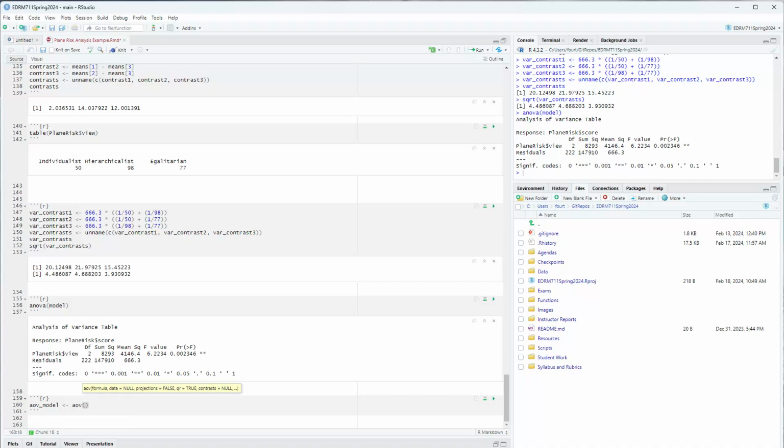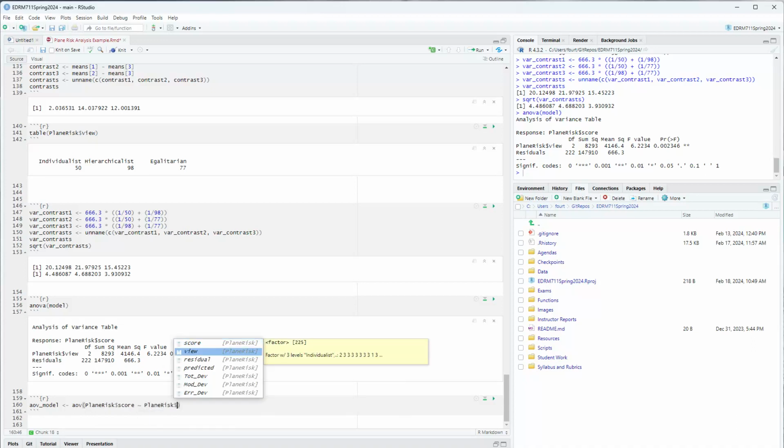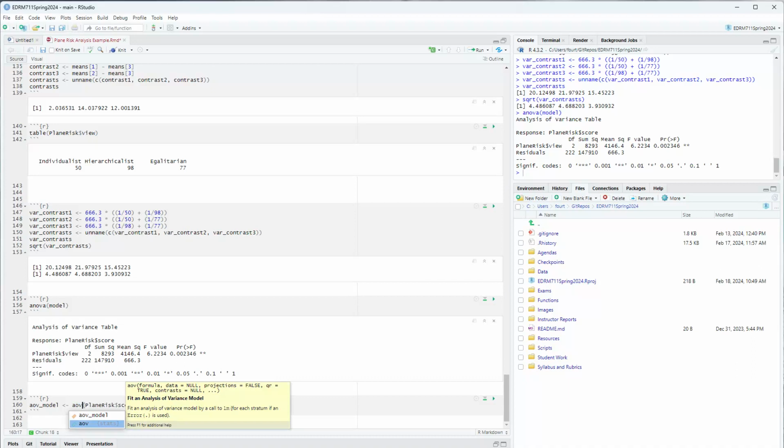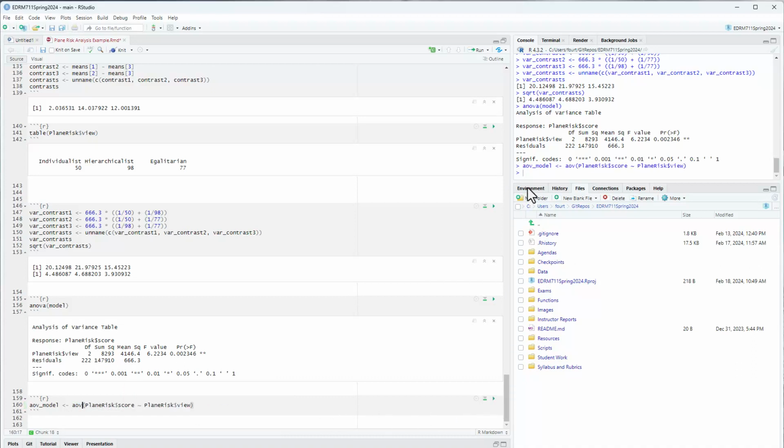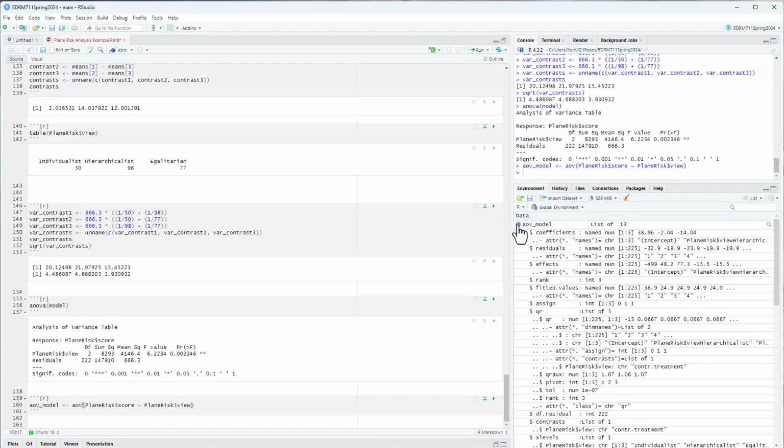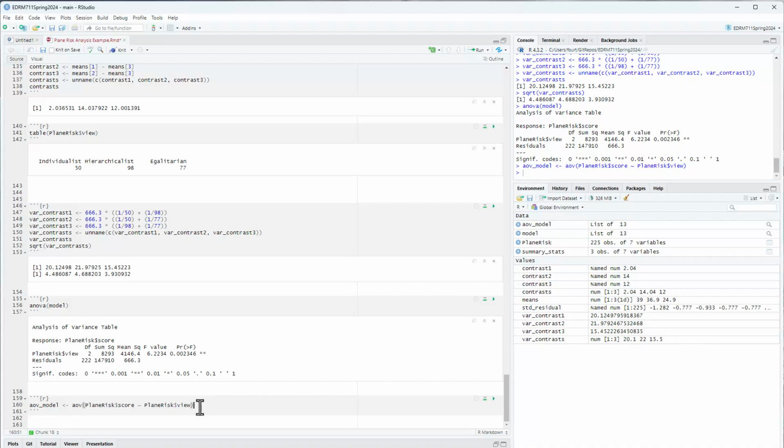So that AOV model is, we use aov, and then we set it up just like we did linear models. So we have plain risk for score as a function of plain risk for our categorical variable view. You notice that's identical to how we did it before with our model, except there we used a linear model. Here we're using AOV. So let me go ahead and run that, and it saves an AOV model. You can see in my environment now I have an AOV model, which has a whole bunch of the same kind of stuff that a linear model does.